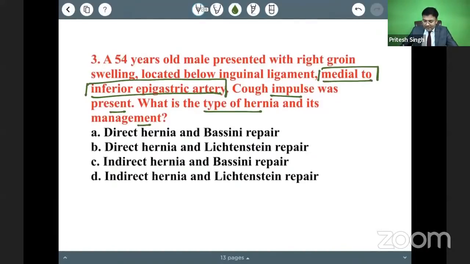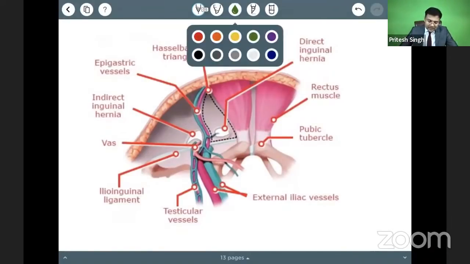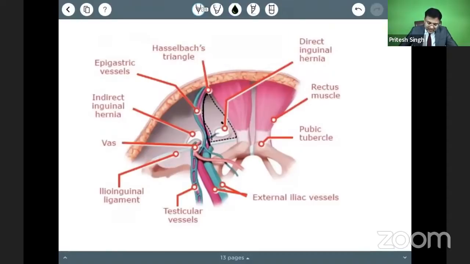Okay. So see the diagram. If you see the simple diagram, this is the view from posterior side of abdomen. If you focus here, you can make out that this is the triangle of Hesselbach. What are the boundaries of the triangle of Hesselbach? You can see medially the lateral border of rectus abdominis, laterally the inferior epigastric artery, and inferiorly it's the inguinal ligament. Simple. Now, in this diagram, you can see that this is the inferior epigastric artery.